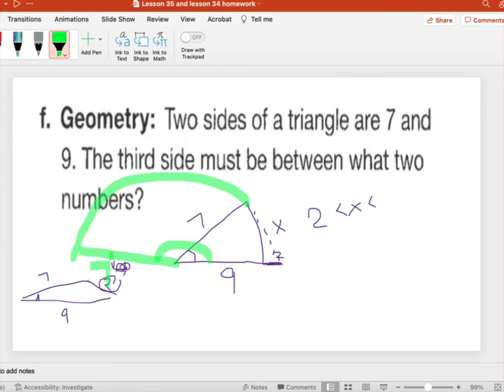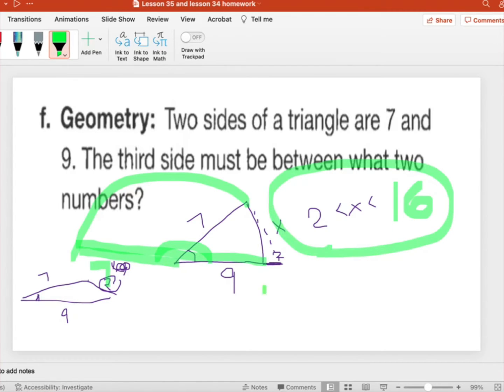But it can't lay down exactly flat, because it's got to have some height to it so that you can connect these two sides and make it a triangle. So it has to be less than 16. So 2 is less than x is less than 16. Those were the two numbers. So basically, you subtract these two to get the first one. You add these two to get the last one.